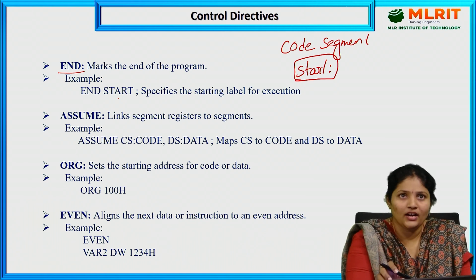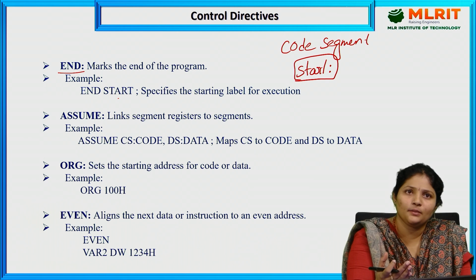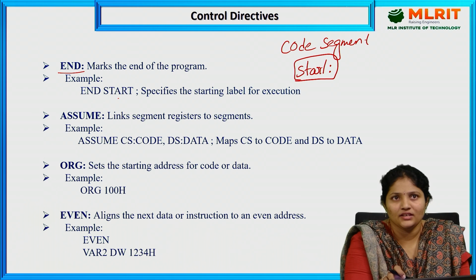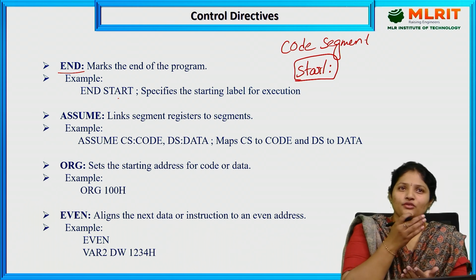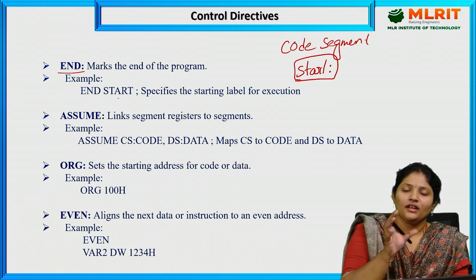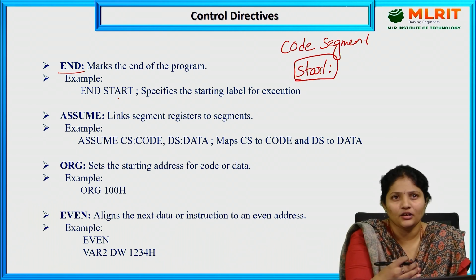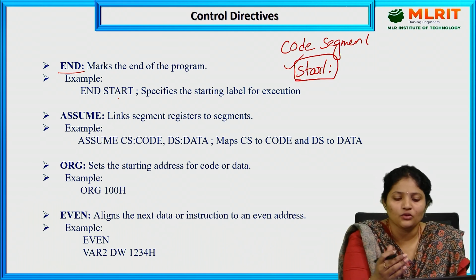These are the code lines. After start, we need to write the main code lines. Before the code segment, we can initialize the data segment, as I already told you in the previous slide on how to initialize the data segment. We can assign variables and values to those particular labels in that data segment. And this particular code segment we need to start with the assembler directive start. So officially we are starting the code to implement in this code segment.